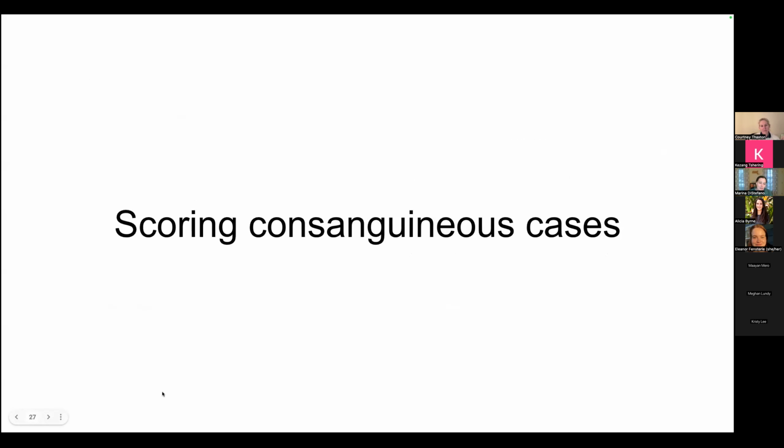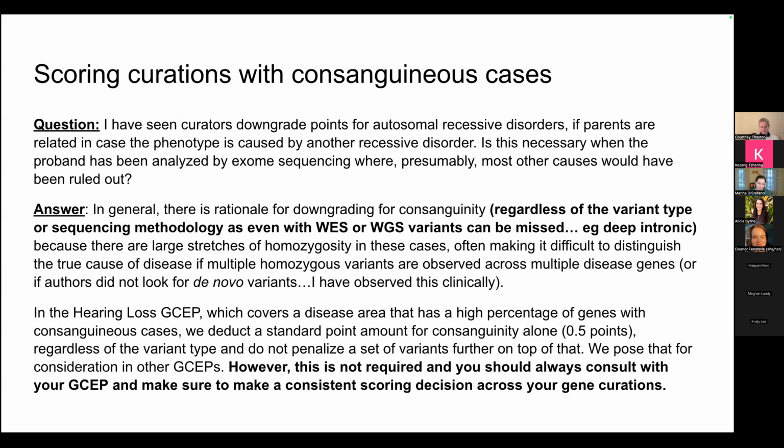Okay, to continue the really good questions we got. Now we're going to talk about consanguinity and scoring consanguineous cases. The question is: I have seen curators downgrade points for autosomal recessive disorders if parents are related, in case the phenotype is caused by another recessive disorder. Is this necessary when the proband has been analyzed by exome sequencing, where presumably most other causes would have been ruled out?